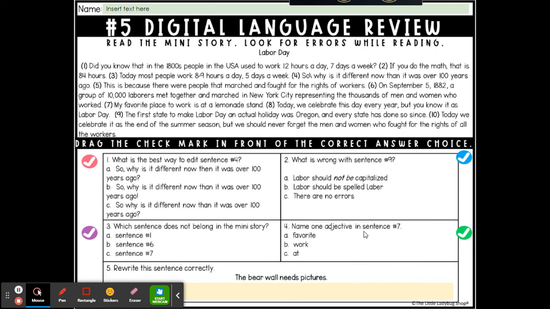Name one adjective that is in sentence 7. So go look at sentence 7. My favorite place to work is at a lemonade stand. So which one of those is describing that now? And then here we talked about the homophone bear, and we made a correction with that sentence.